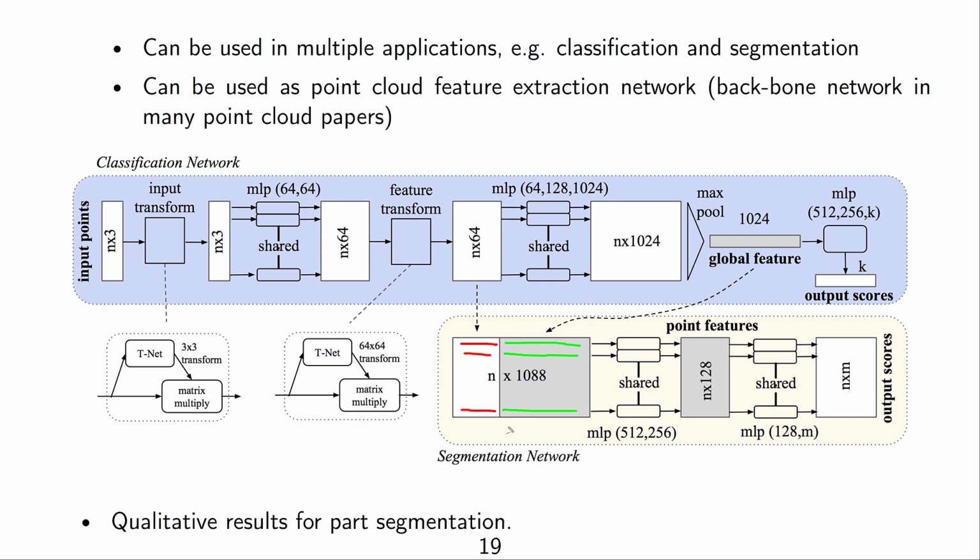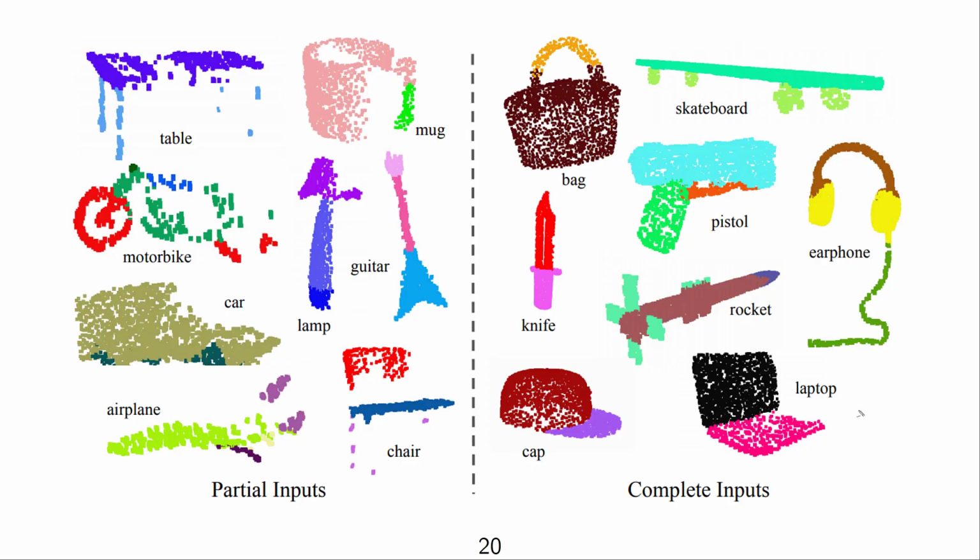All right, so then this point cloud again goes through some MLP, and then some other MLP, and then as output we have n cross m, where m should be the number of classes that we are trying to predict with the segmentation network. Let's look at some results.